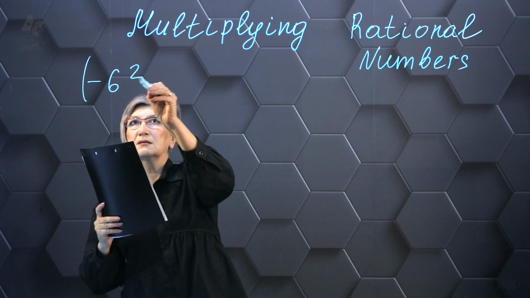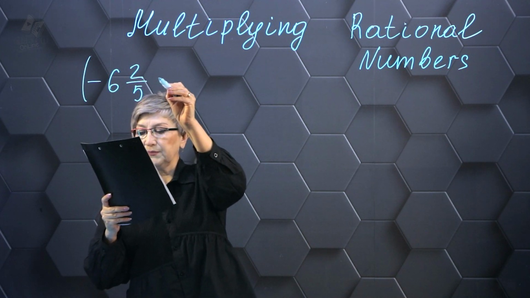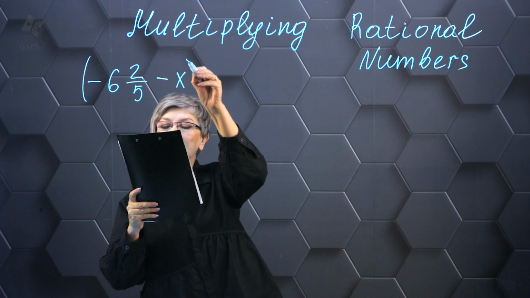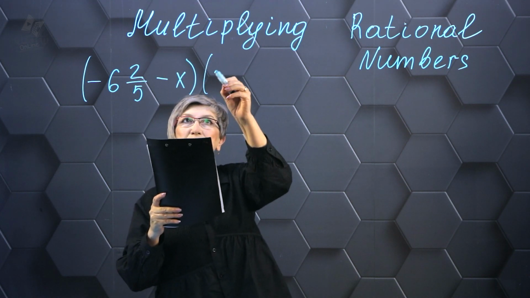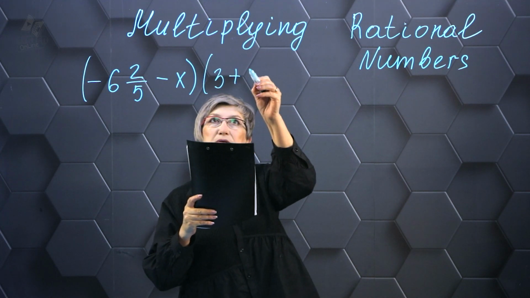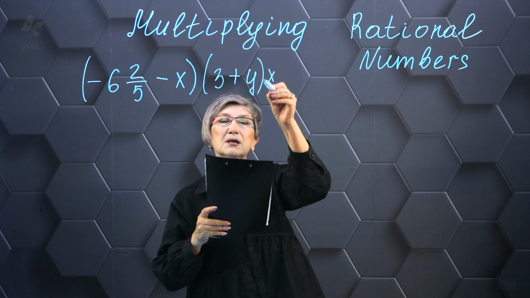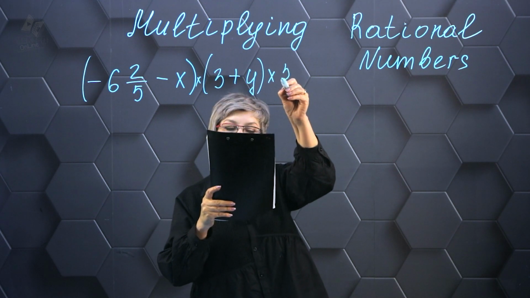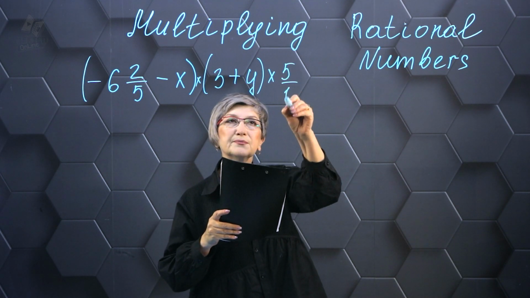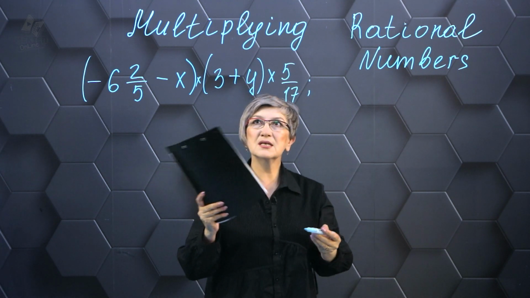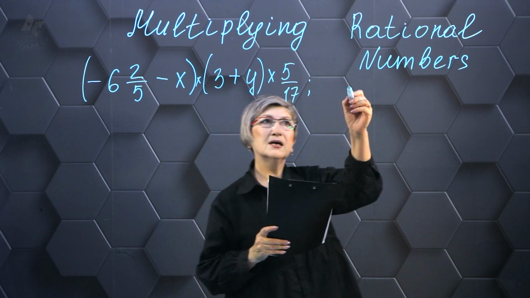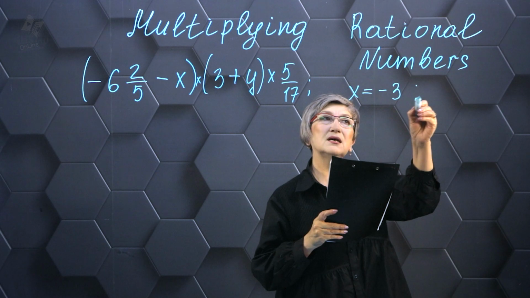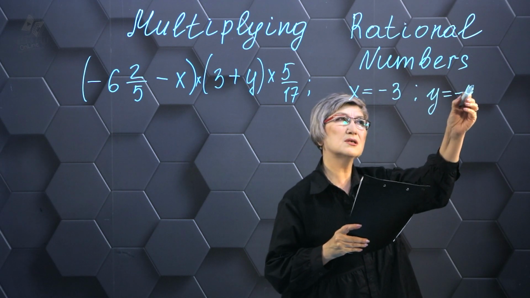(minus 6.25 minus the number x) times (3 plus the number y), and we need to multiply all of that by the number 5/17. We need to find the value of this expression when x is minus 3 and y is minus 4 whole 5/10.